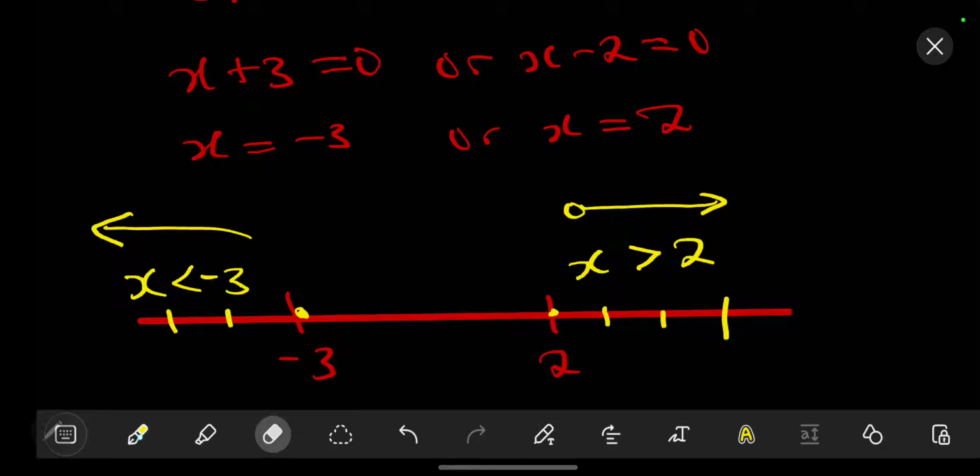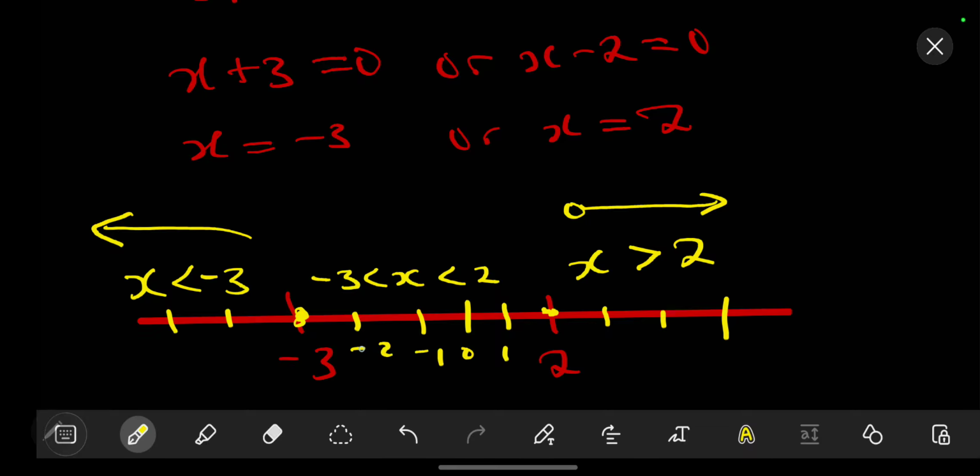So we have the second interval. Then the third interval, we have from -3 to 2. So here we have values such as, let's say, -2, we have -1, we have 0, we have 1, then we have a 2. So all the values from -3 to 2, here we are going to have an interval. The interval will be such that -3 is less than x, but x is less than 2. So we are just looking at values that are in between -3 and 2. You will realize that those values might be -2, -1, 0, and 1.